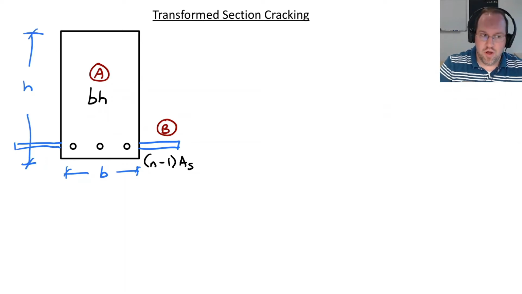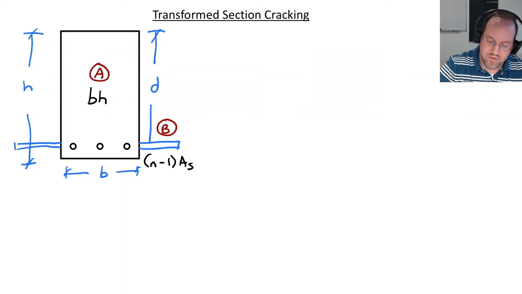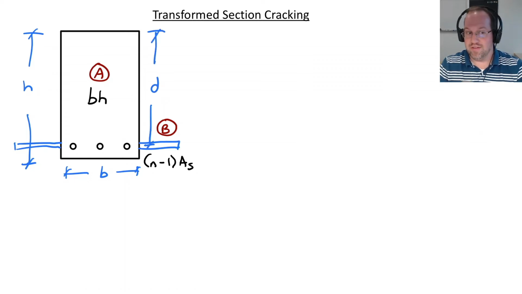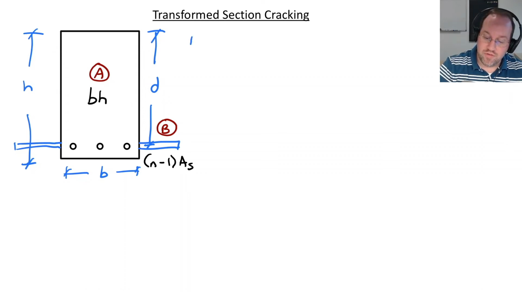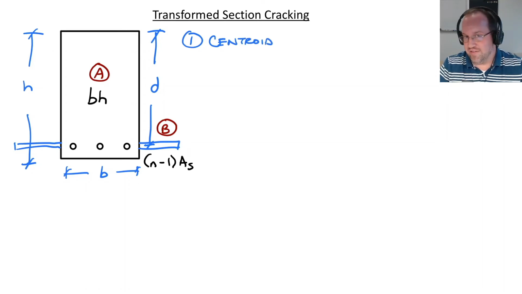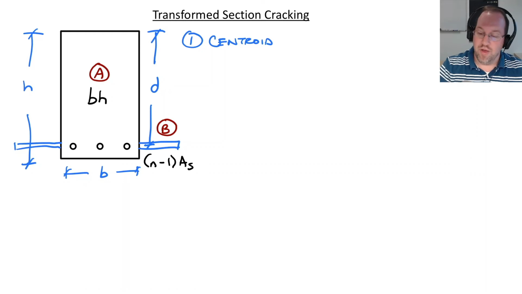And then I need one other variable. I'm going to need this distance D right here, which is the distance down to the center of that steel. The first thing that I need to do is find my centroid for my section. And that's a little bit harder because I can't just say it's halfway down, so half the distance H, because I have these two little extra wings attached to my section.